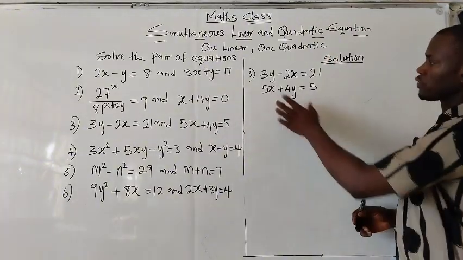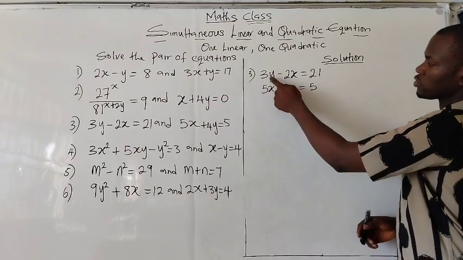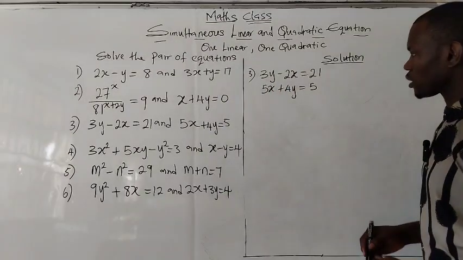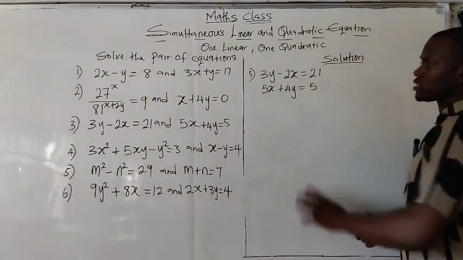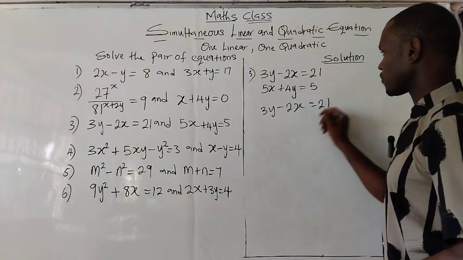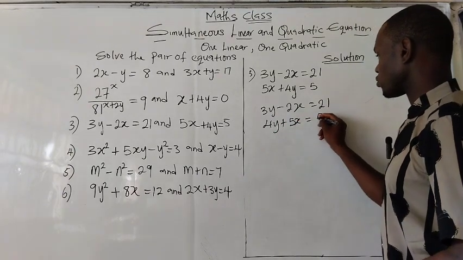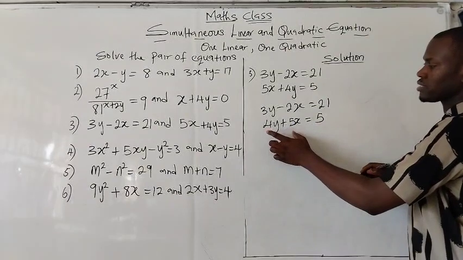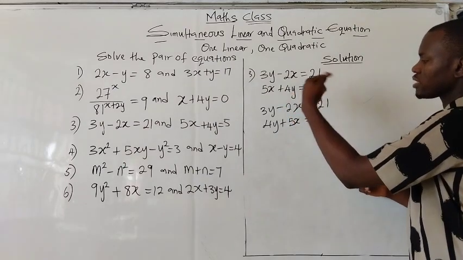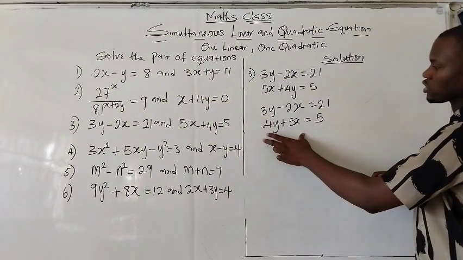To solve question number 3, you discover that the x and y are not properly arranged, like y is not under the y in equation 1. X is also not under x in equation 1. So what do we do? You are permitted to rearrange. We can have it to be 3y minus 2x equal to 21. And then here we'll be having 4y plus 5x equal to 5. Now we rearranged. You know that addition is commutative. So 5x plus 4y is the same thing as 4y plus 5x. Addition is commutative.